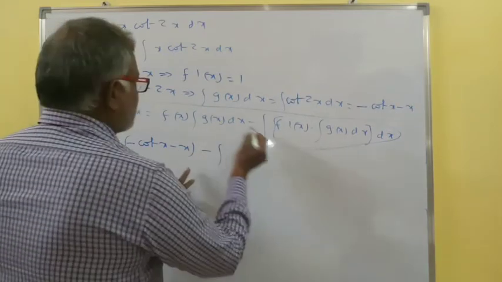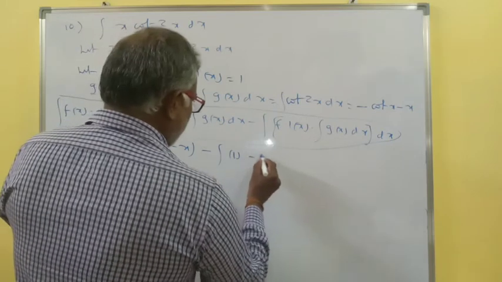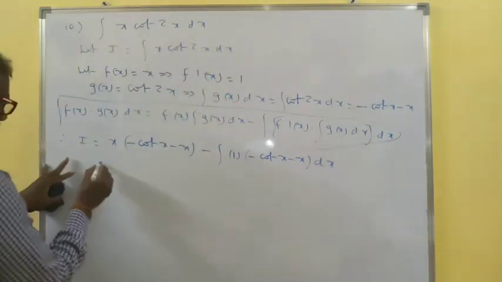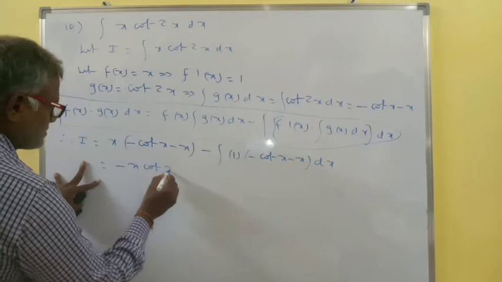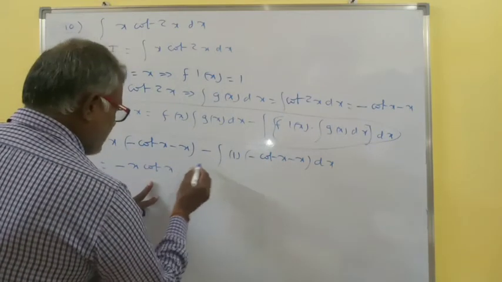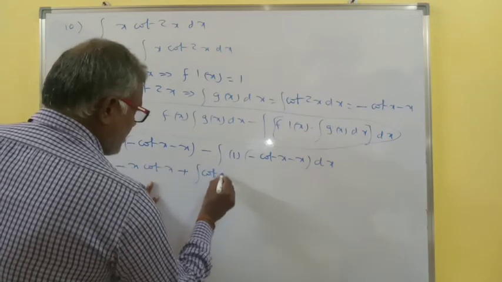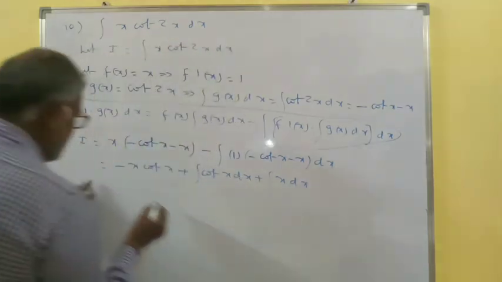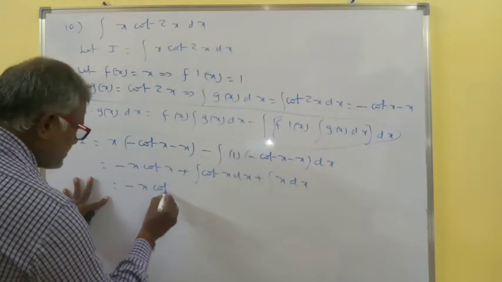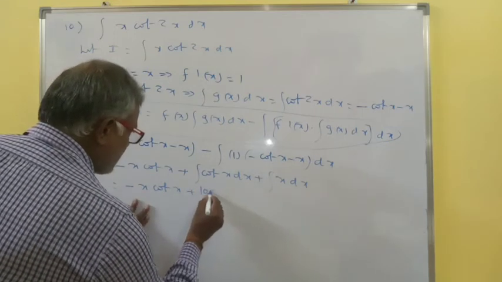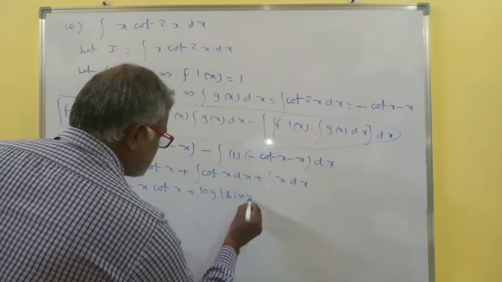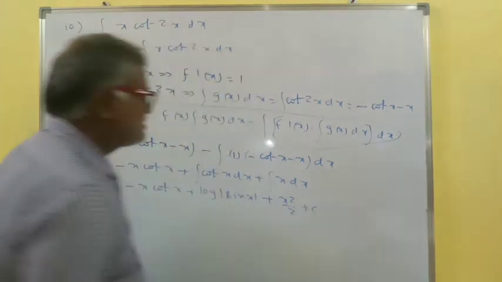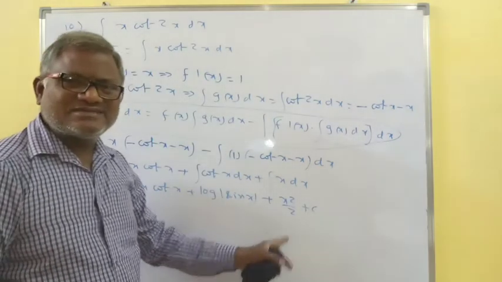Next, f dash x, the derivative, is 1, into minus cot x minus x, put in bracket. So minus x cot x, and here minus plus cot x dx plus x dx. So finally, minus x cot x plus log of modulus sin x plus x square by 2. Simple one.